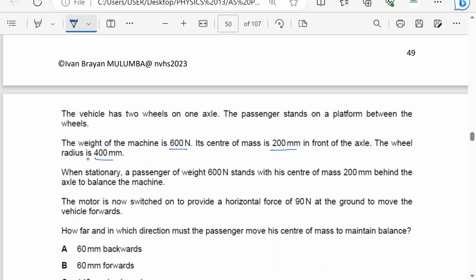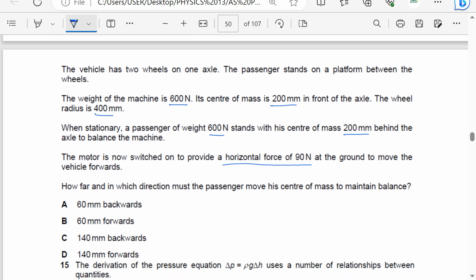When stationary, a passenger of weight 600 newtons stands with his center of mass 200 millimeters behind the axle to balance the machine. The motor is now switched on to provide a horizontal force of 90 newtons at the ground to move the vehicle forwards. How far and in which direction must the passenger move his center of mass to maintain balance?